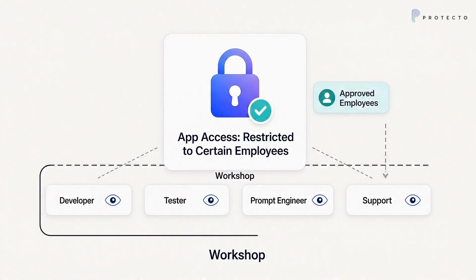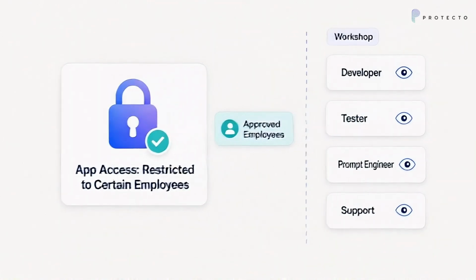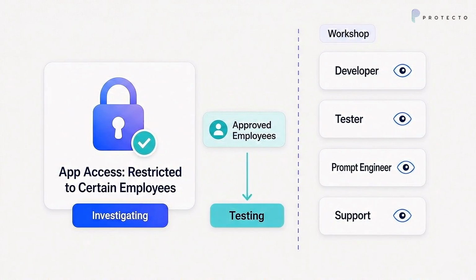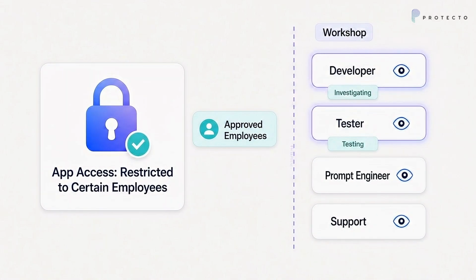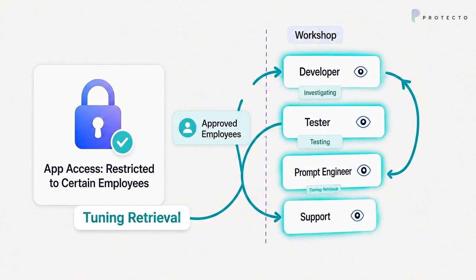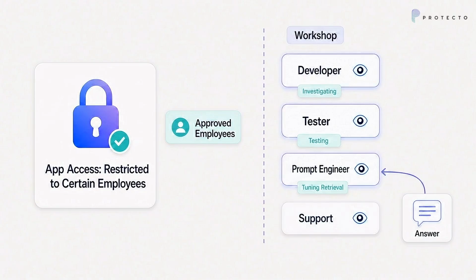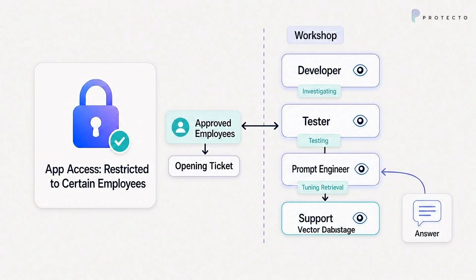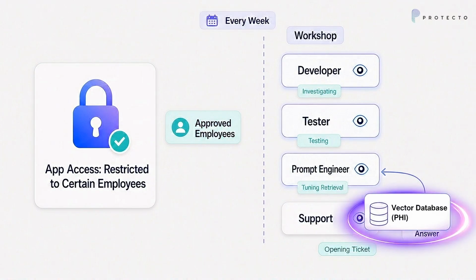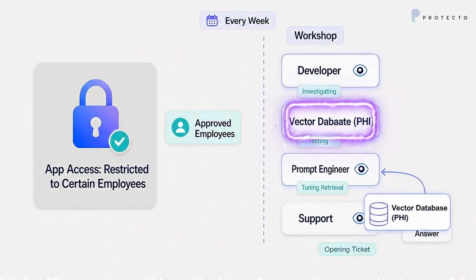Access control on the finished product doesn't reach the people building it. Developers still investigate hallucinations. New prompts still get tested against real data. Retrieval quality still gets tuned by watching real answers come back. Support still opens tickets and pulls up the same records to figure out what went wrong. An AI application changes every week. Every one of those changes runs through the same protected health information, no matter who's cleared to use the app once it ships. Restricting the front door does nothing for the workshop behind it.